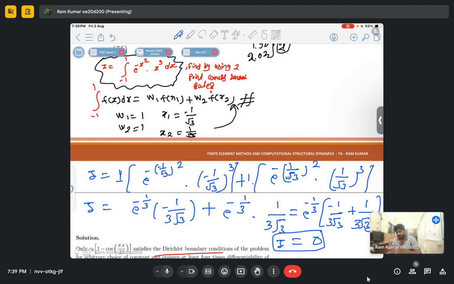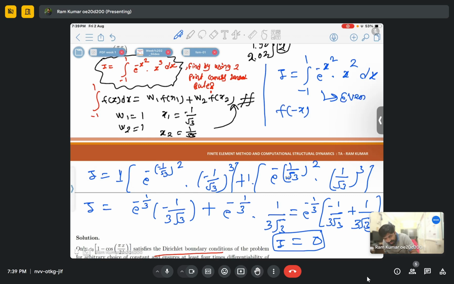Now just try to solve by using MATLAB or any other code. You will get the value 0. So this will be exact. This is an odd function, so anyway you are going to get 0 only. If I say I equals the integral from minus 1 to 1 of e to the power minus x square times x square dx, this is an even function. This is the even function because if I replace x by minus x and we get f(x), it is even, and for f(-x) equal to minus f(x), it is the odd function.